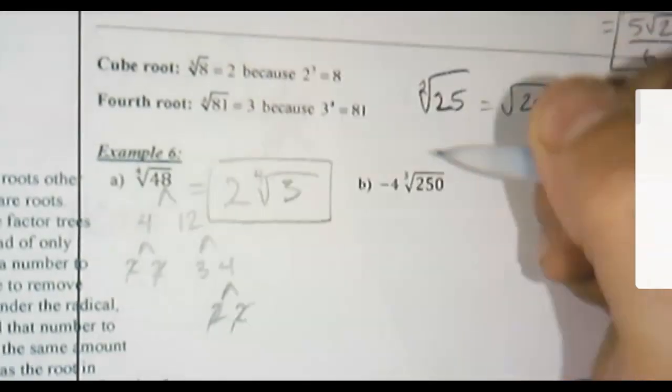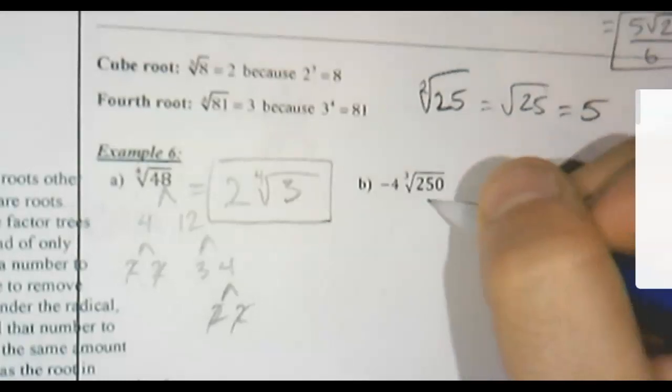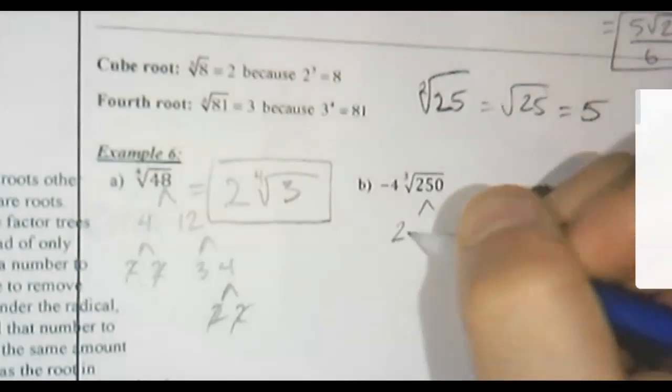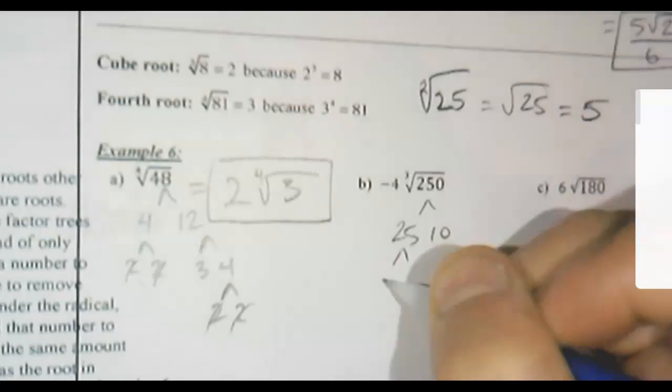This one, same thing, I'm going to break this down, 25 times 10. It's 250, 25 is 5 times.